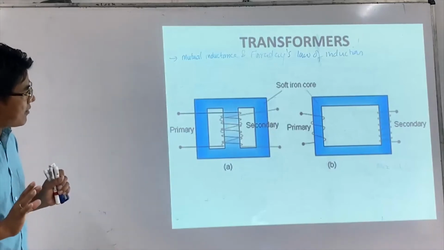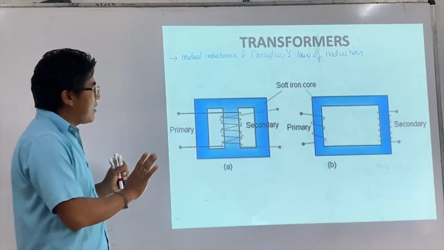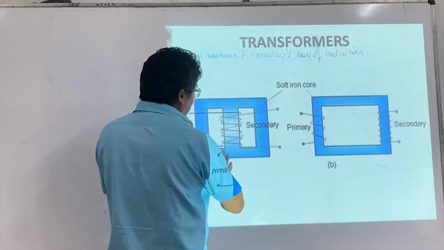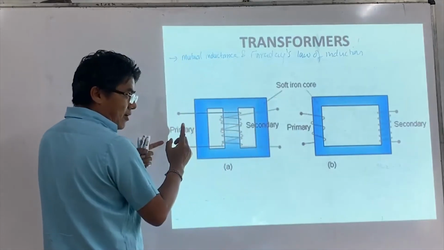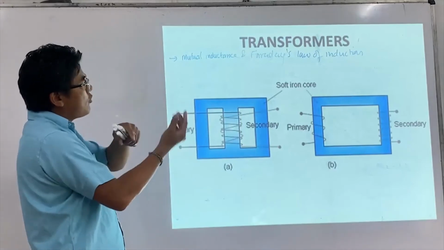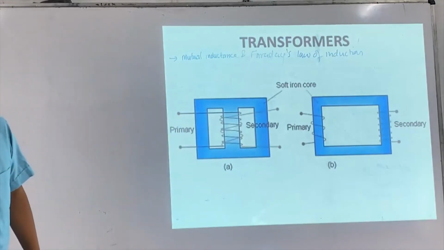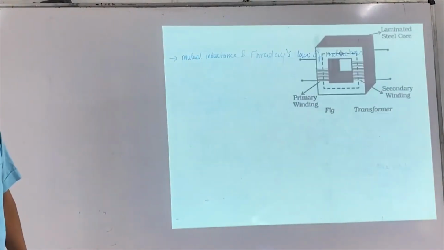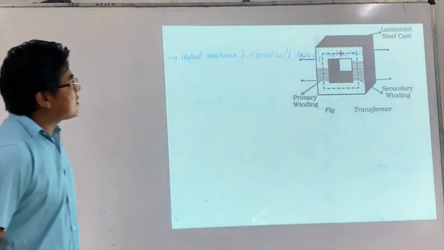This is a very important concept. I'll have either two limbs or one particular coil of iron core, on which you are going to wind wires. This is what we have. This is how we have the iron core.